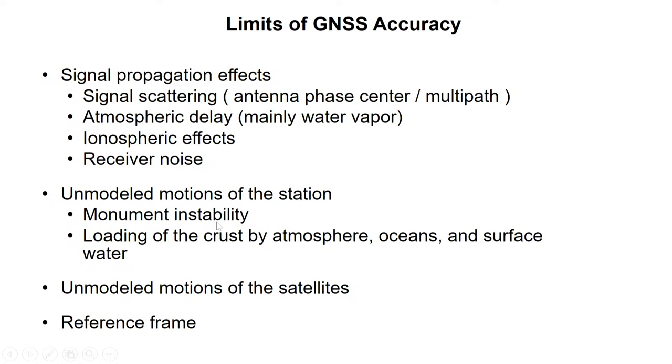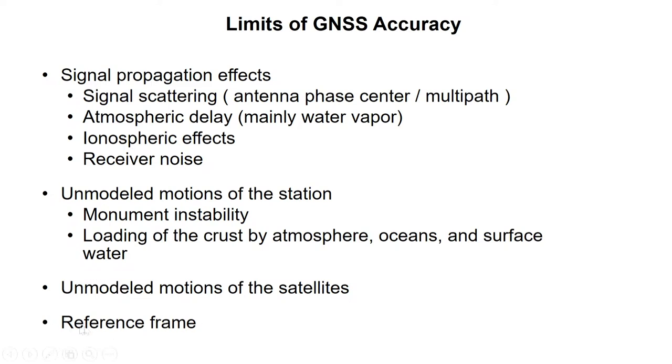As I was saying, when we set up a campaign station or a permanent station, we have to have very careful knowledge about the area where we are going to set up the station, and whether the station will be stable there or not, because we cannot expect any motion or movement locally near our station. If there is any motion, we cannot model it, so that's why it comes under unmodeled motion of the station. Then loading of the crust by atmosphere, ocean and surface water. Then unmodeled motion of the satellite. Some satellite motion is very unpredictable and cannot be modeled.